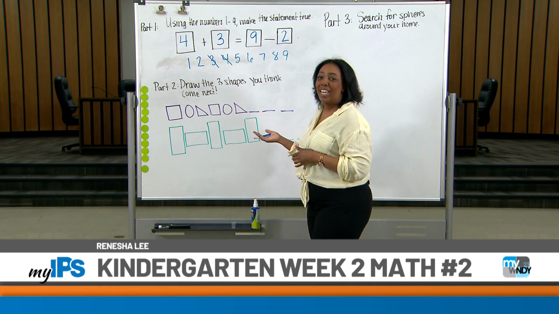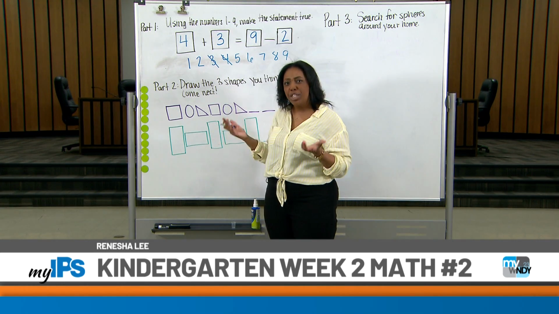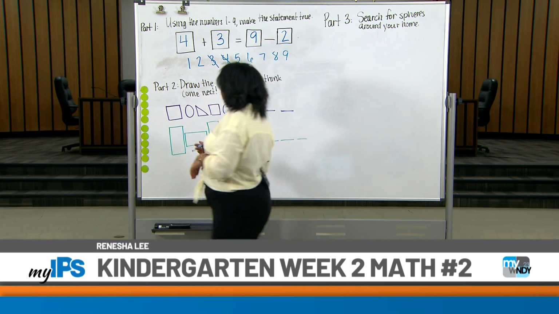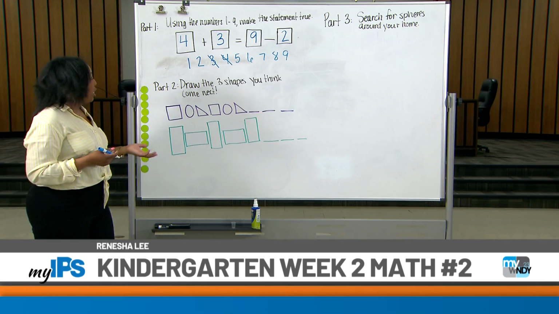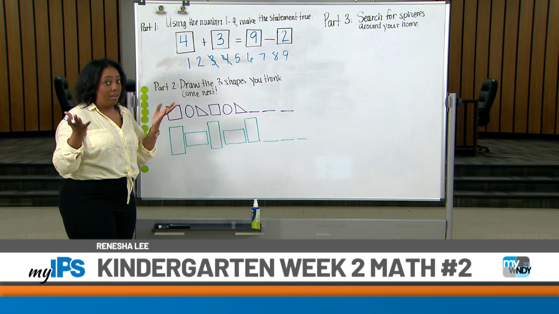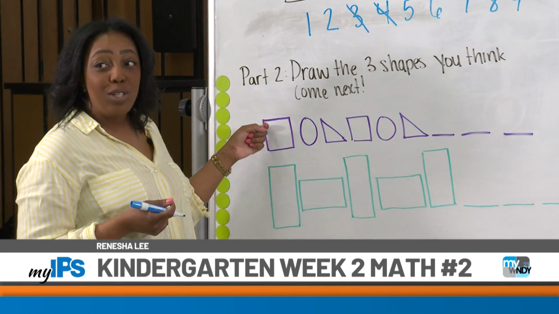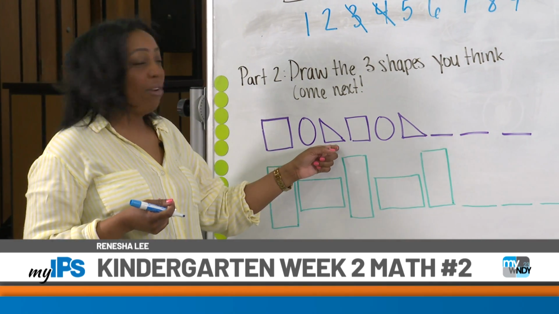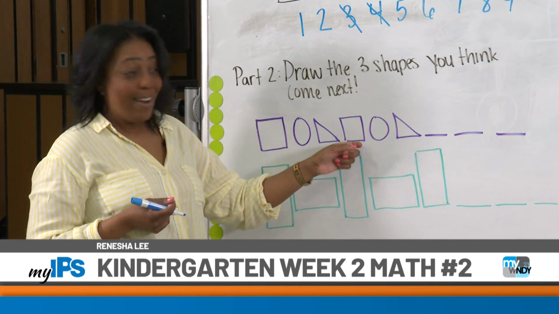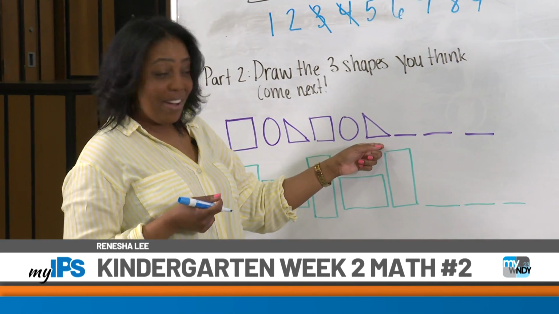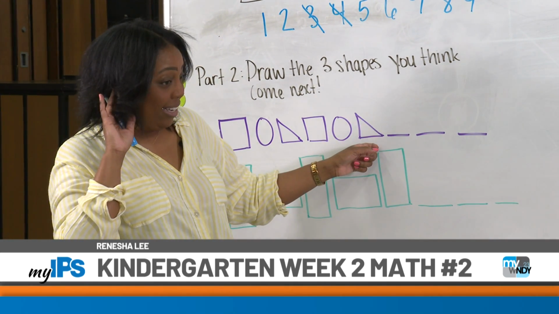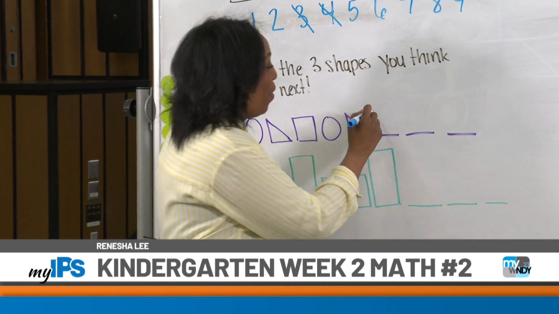So now we're going to take a look at our shapes, and we're going to go through and see which shapes are going to come next. Here's our first one. So we're going to name our shapes. So let me hear you. We've got a square, circle, triangle, square, circle, triangle. What comes next? You got it, square.